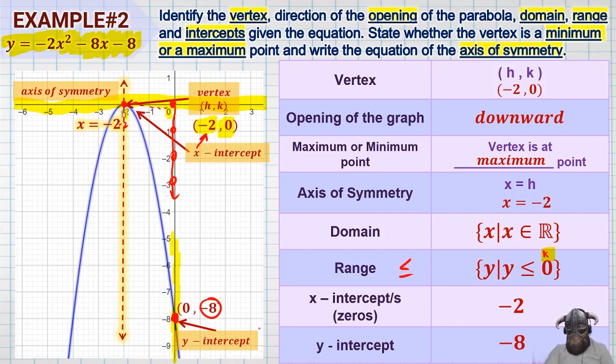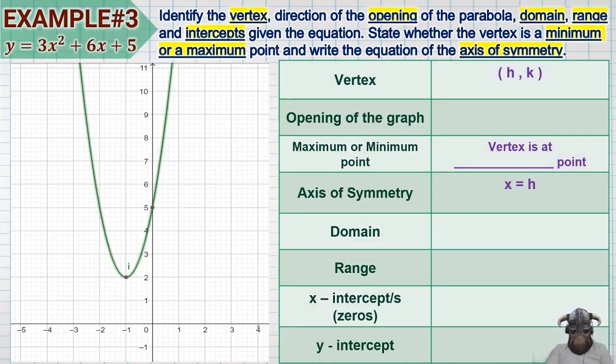Okay, for the last example, we have example number 3. We have the given y is equal to 3x squared plus 6x plus 5. Yan. So, ganun lang ulit. It opens upward. So, nasaan yung vertex natin? Nasa minimum point, pinakamababang point ng ating parabola.